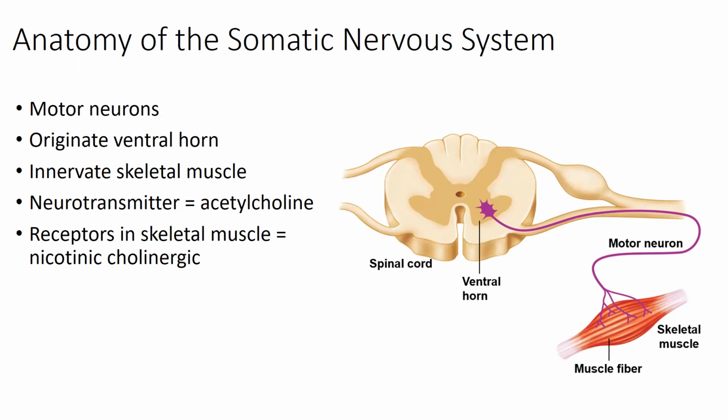And then the receptors are always going to be nicotinic. If you remember, we described two types of cholinergic receptors. One was muscarinic, that was found on the effector tissue. And one was nicotinic, which is found on the postganglionic neuron. Here we only have one receptor type, that's nicotinic cholinergic. So the fibers arise from the ventral horn. They innervate voluntary skeletal muscle. The only neurotransmitter here is acetylcholine, and the only receptor here is a nicotinic cholinergic receptor.